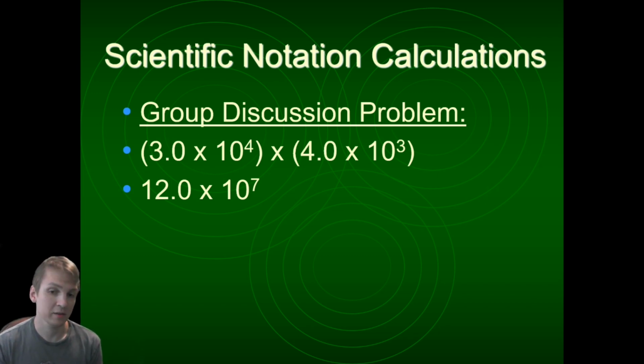And the reason why it's not in scientific notation, again, is because this mantissa is not a number that is between 1 and 10. Okay, 12 is greater than 10. So we have to fix that in order to make sure that it's in scientific notation. Go ahead and think about this for a second and think about how you can fix this so that it actually is in scientific notation.